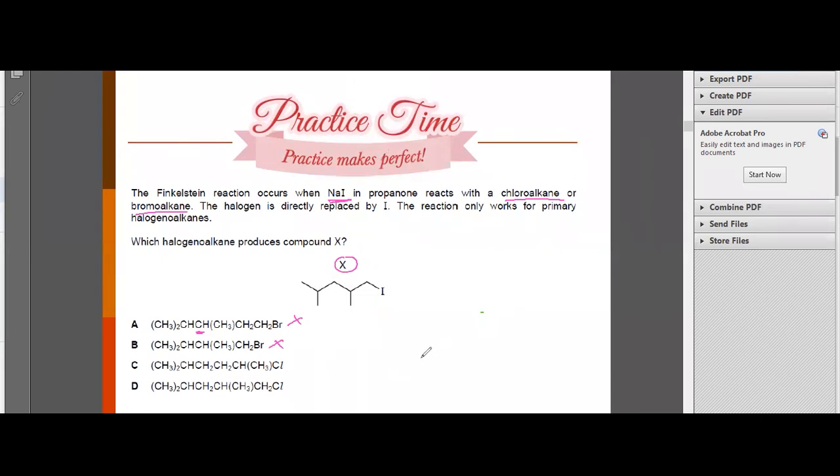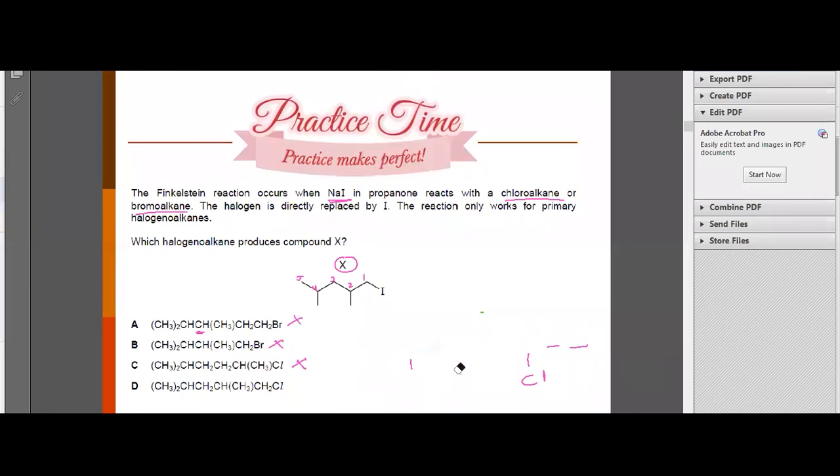How about C? Let's do the same way. (CH3)2CH, CH2, CH2, CH, CH3, Cl, and then Cl replaced by I. 1, 2, 3, 4, 5. The methyl group at the, oh, that's wrong, not the first. It should be here. This is 1, 2, 3, 4, 5, 6. So there are 6 carbons as the longest chain. And that's wrong again, because it's supposed to be 5. So this is wrong.